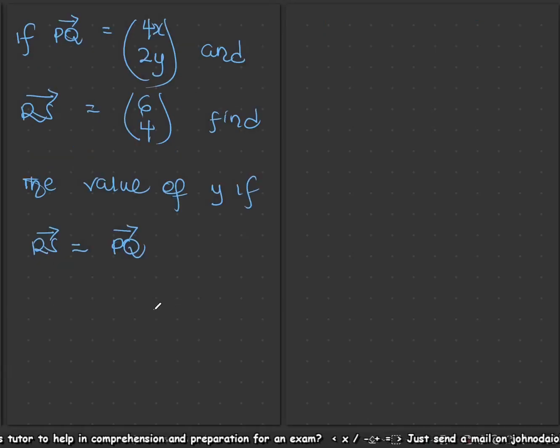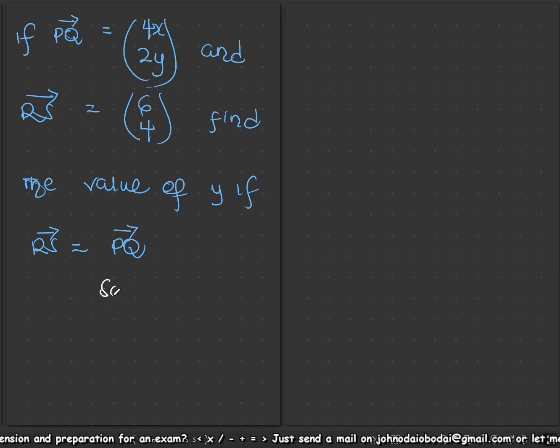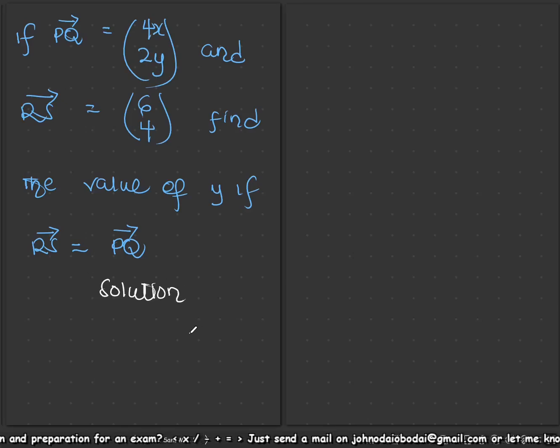Okay, so for this last question here, it says if PQ is (4x, 2y), and RS is (6, 4), find the value of y if RS is equal to PQ. Now this here, you realize that there are variables on both the x and the y coordinates. So our solution. Now you can choose to pause and try it out on your own to see if you would get an answer.